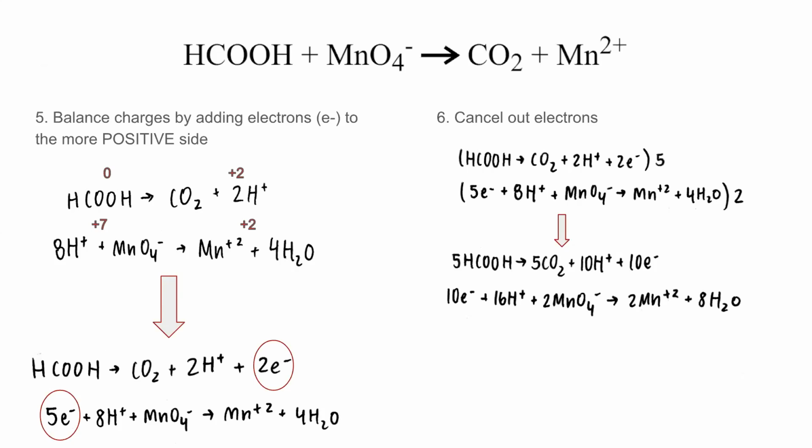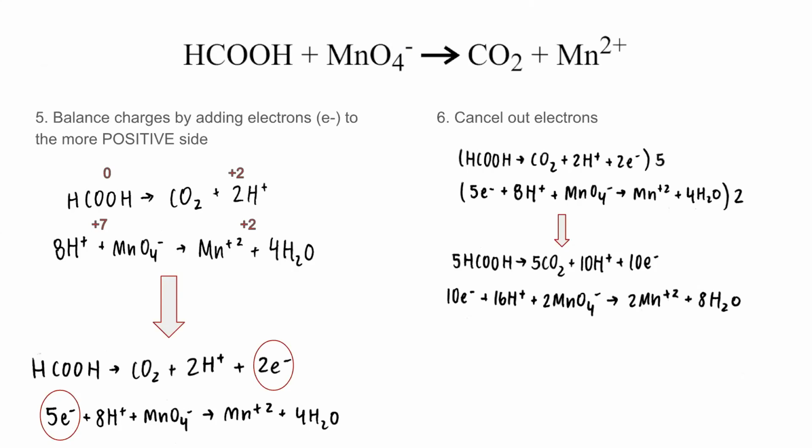So how many electrons should we add, and to which side should we add them? Of course, we always add electrons to the more positive side. For the first half reaction, the product went from 0 to +2 in overall charge. So we add 2 electrons on our product side to balance it out. And for the second half reaction, we went from +7 to +2 in overall charge. So we add 5 electrons on our reactant side to balance out the charge itself.